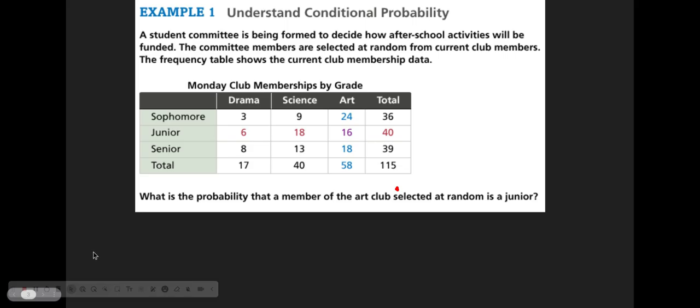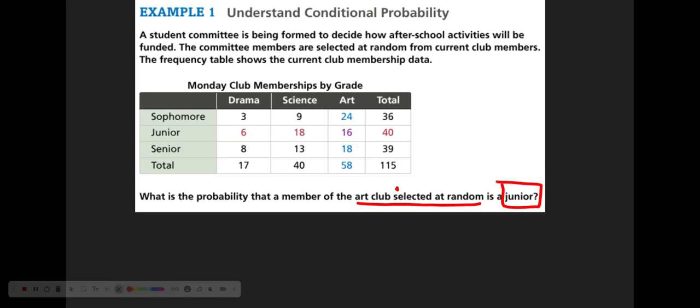Okay, so now this is the first most common way to do these questions. You'll be given an array, a set of data. Okay, and for these, all you have to do is add the data. In fact, in this one, they already did the addition for you. So you've got some data here in front of you. What's the probability that a member of the art club selected at random is a junior?